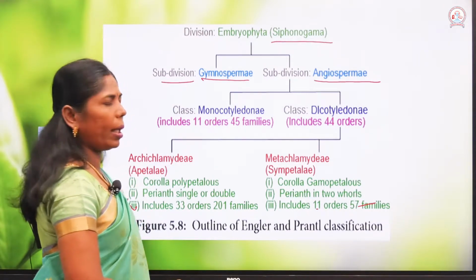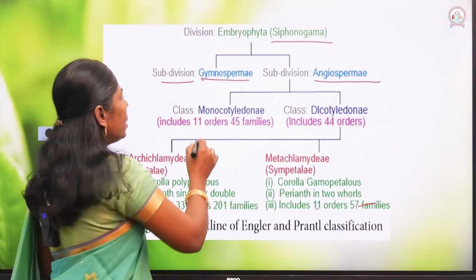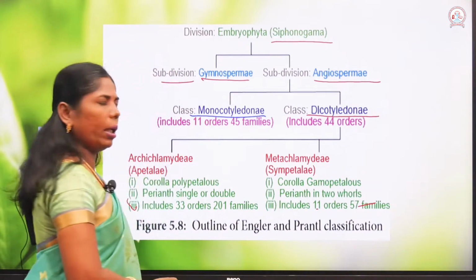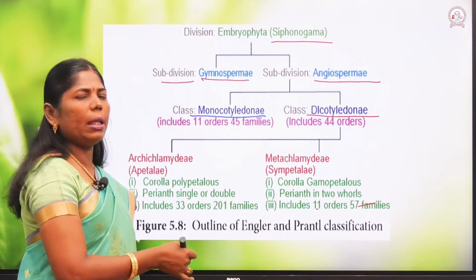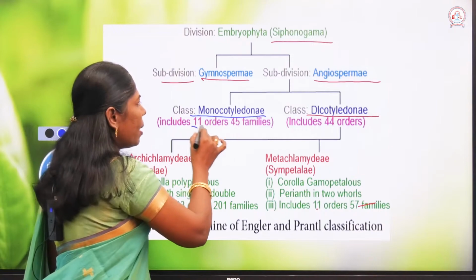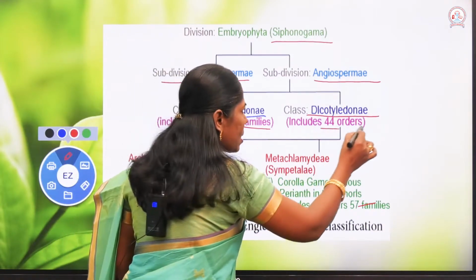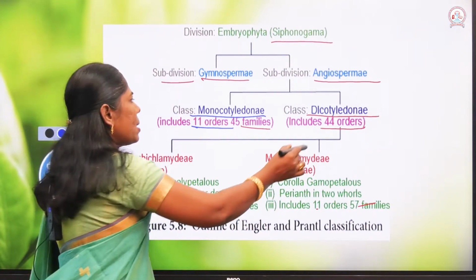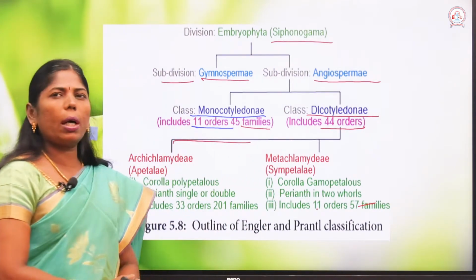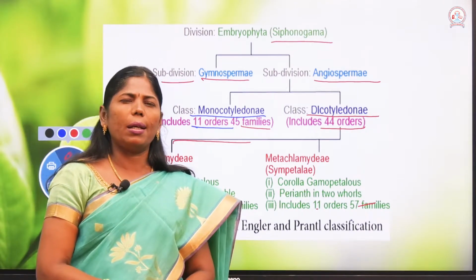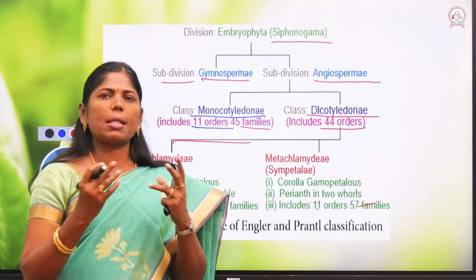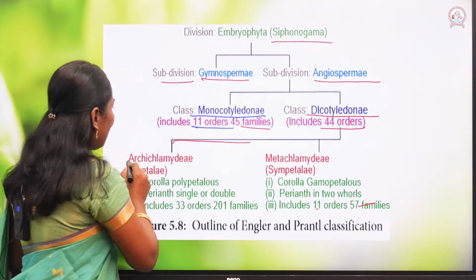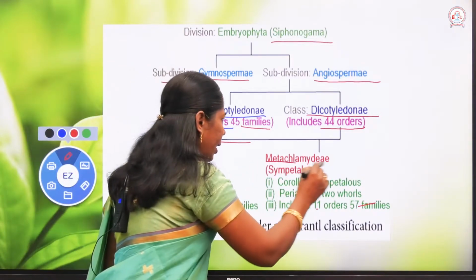Angiosperm is again divided into two classes. Class 1 is Monocotyledonae, class 2 is Dicotyledonae. How many orders according to the Engler and Prantl classification? It has 11 orders, 45 families, and 44 orders in the other. Again the Dicotyledonae is divided into two based on the characters of the petals: petals united or petals separated. அத பேஸ் பண்ணி ரெண்டா கிளாசிஃபை பண்ணிருக்காங்க. One is Archichlamydeae, another is Metachlamydeae.